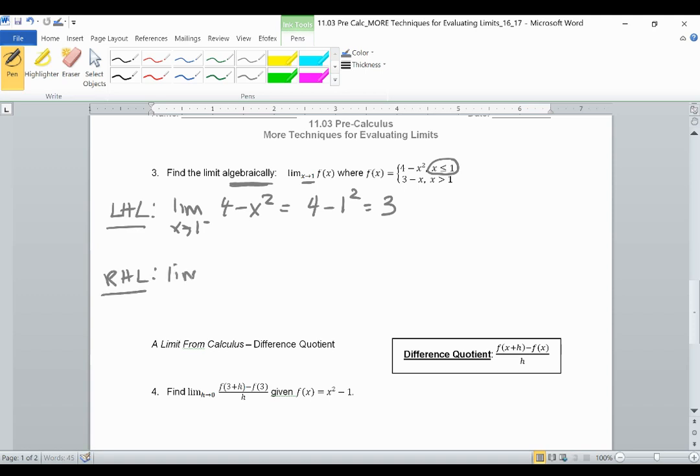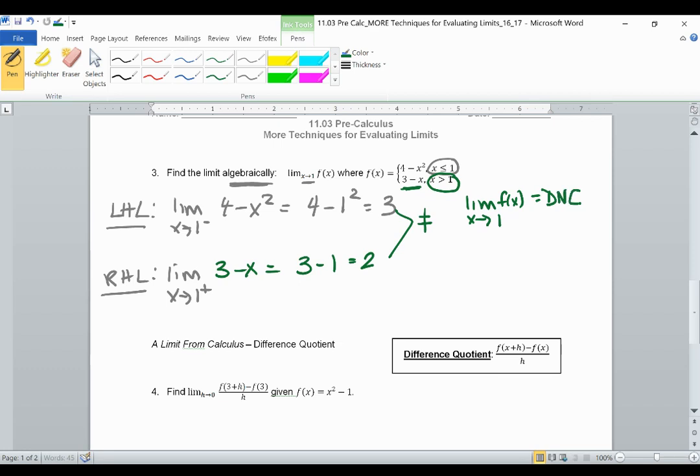So then we want to find the limit as x approaches 1 from the right side. So now we're looking at where x is greater than 1 because we're coming from the right side. So that's going to be this expression, 3 minus x. Use direct substitution. 3 minus 1 is 2. So these are not the same. They're not equal. So the limit of f of x as x approaches 1 does not exist.